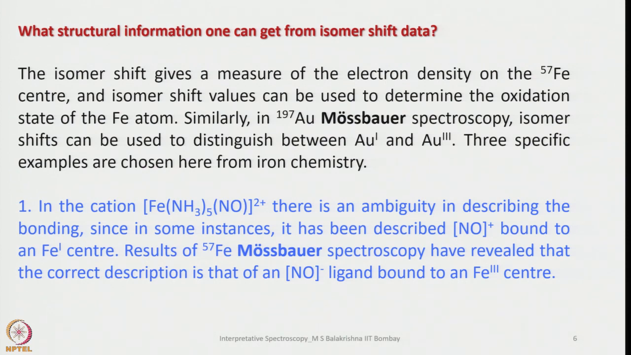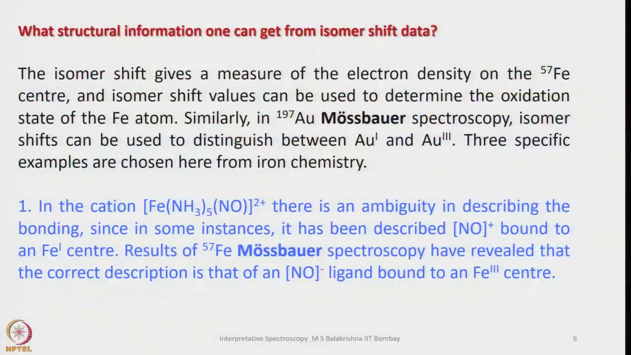That means it takes an electron pair and donates it to the metal like a typical sigma donor. The iron center will not be iron 2, it should be iron 3. So this ambiguity is there, but to overcome this ambiguity, 57Fe Mössbauer spectroscopy clearly explains these things.